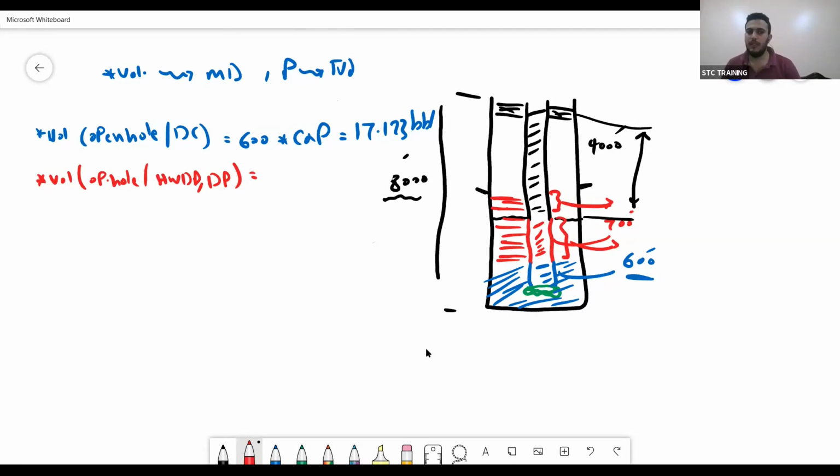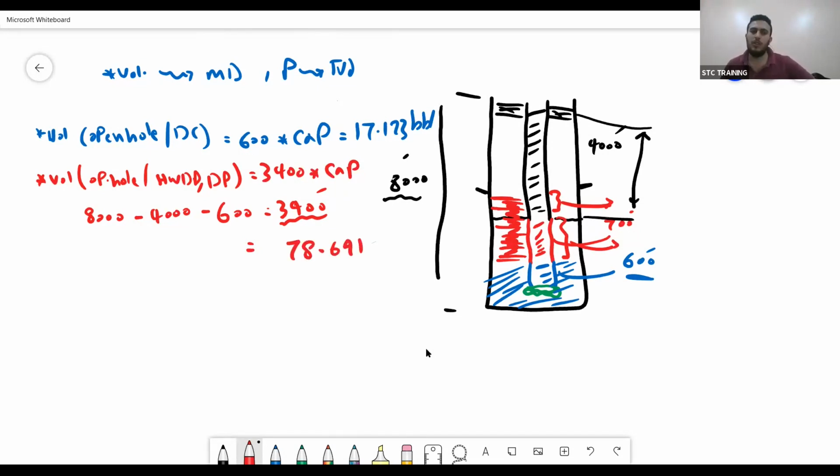Okay, so to calculate its length, it'll be the total measured depth or TVD, 8000, minus the casing shoe depth, 4000, minus the drill collar length, 600. So it'll be about 3400. Okay, so the section will be about 3400 feet. So to calculate the volume, we take 3,400 times the capacity between the heavy wall drill pipe and drill pipe section and the open hole. So let's calculate it, and the result will be about 78.691 BBL.